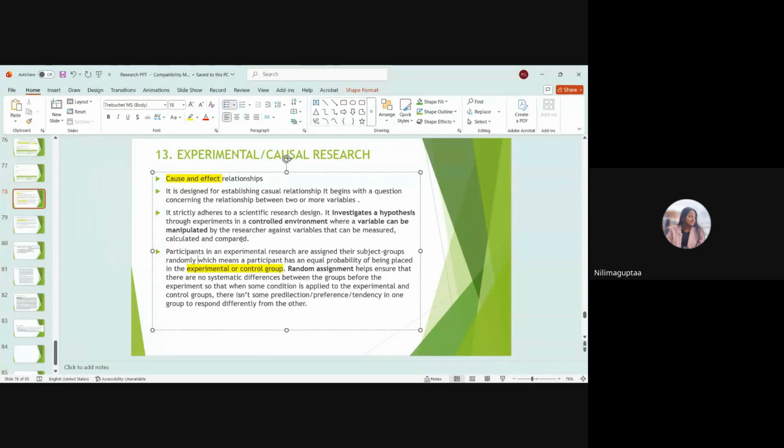Okay. So that is what they are telling here, that participants in an experimental research are assigned to their subject groups randomly, which means a participant has an equal probability. Either they can be a part of the experimental group or a control group. Random assignment helps ensure that there is no systematic difference between the groups before the experiment. So some condition is applied to the experiment and the control group. There isn't some preference, tendency or anything that is to be there in that particular group.